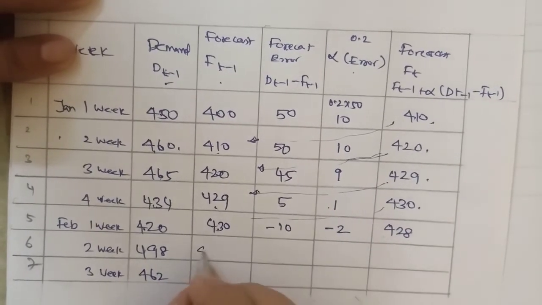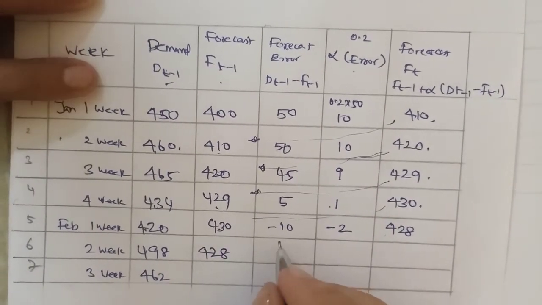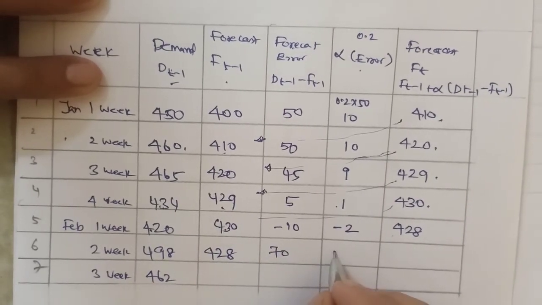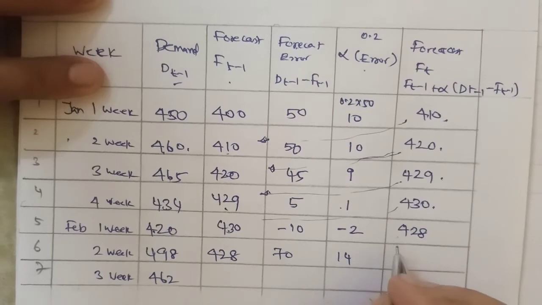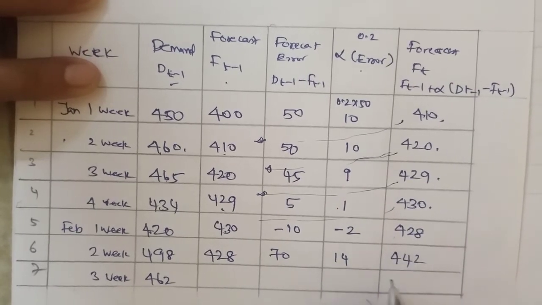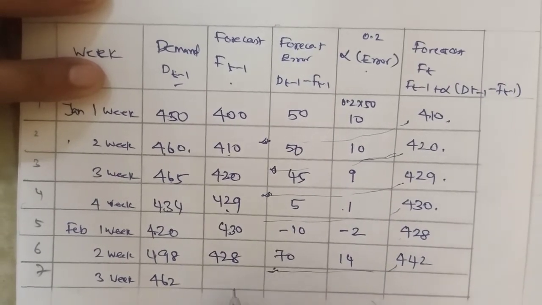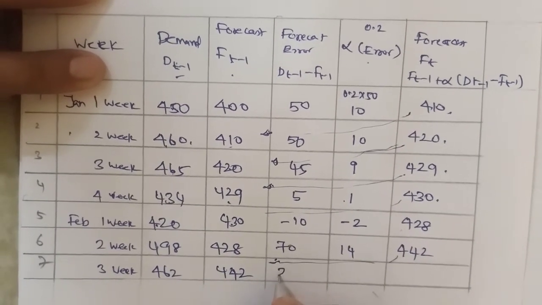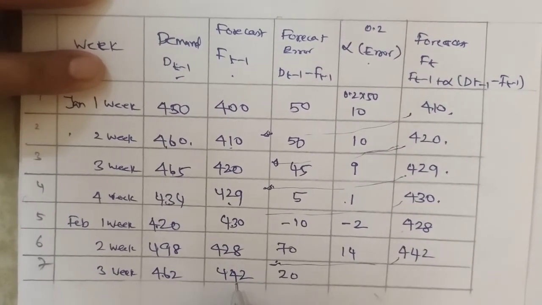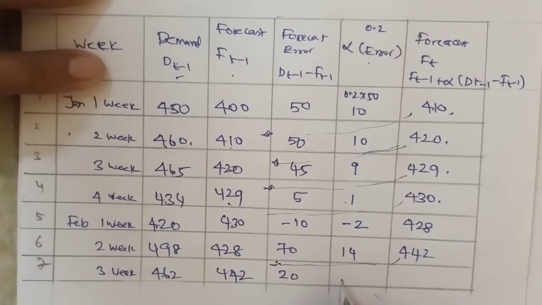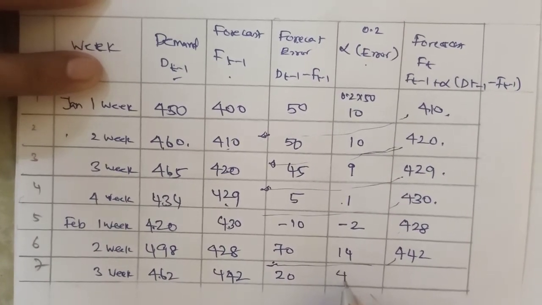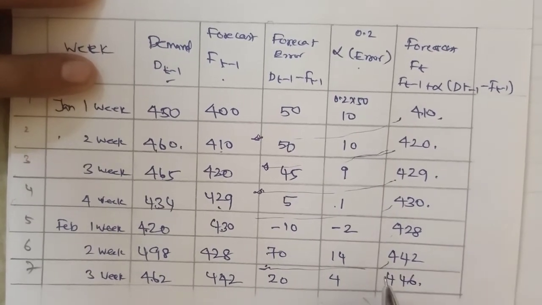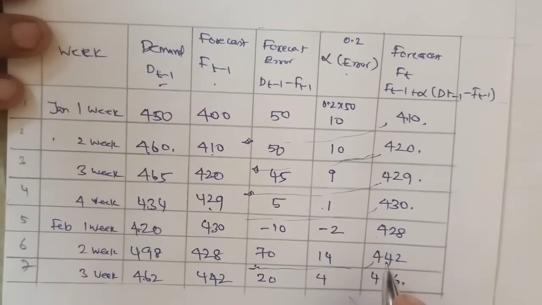Again you take 428 here. Here you will get 70. So multiplied with 0.2 you will get 14, and 428 plus 14, 442 is the forecast. So finally you take 442 here, and the forecast error is 20. Multiplied with 0.2 you will get 4. Here you will get 446. So this is the demand forecast.